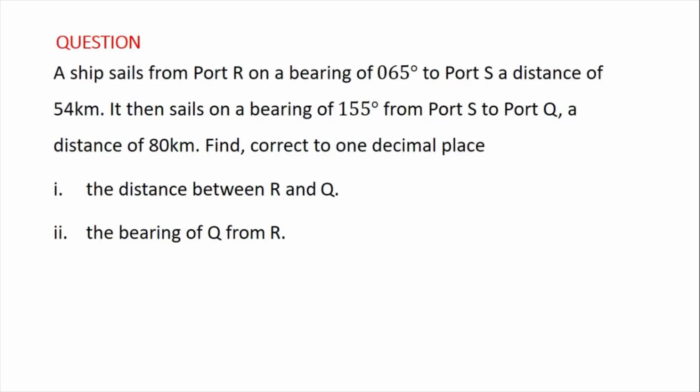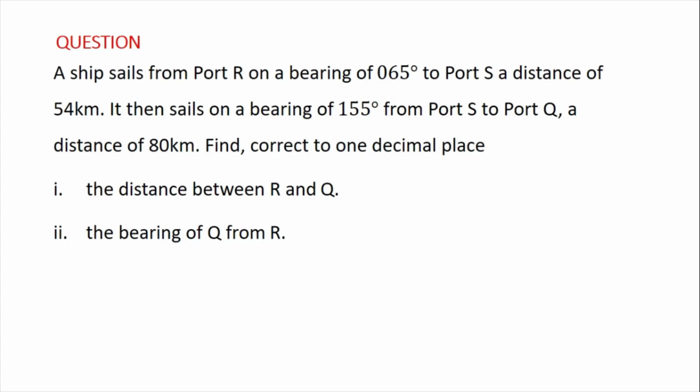A ship sails from Port R on a bearing of 65 degrees to Port S, a distance of 54 kilometers. It then sails on a bearing of 155 degrees from Port S to Port Q, a distance of 80 kilometers. Find, correct to one decimal place, I, the distance between R and Q. II, the bearing of Q from R.